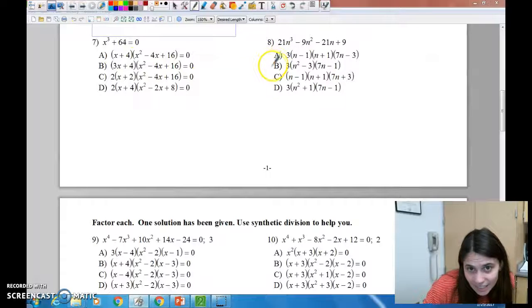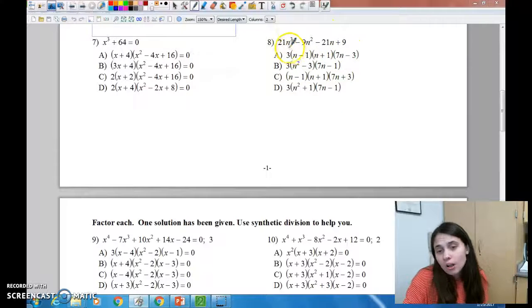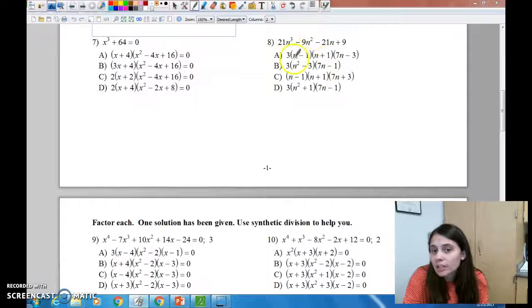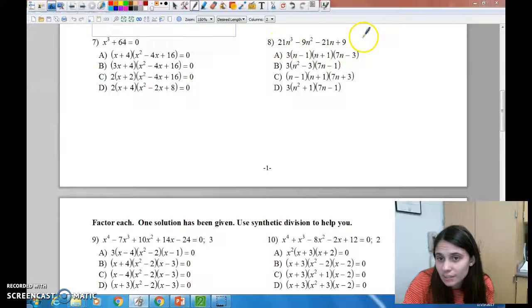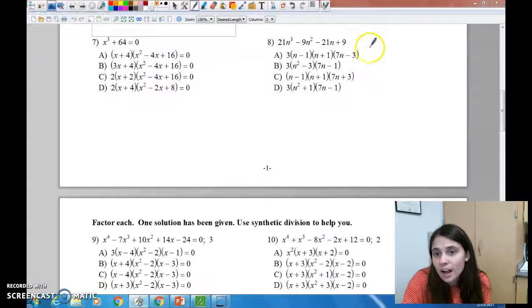Number 8. I, again, have 4 terms to start, so I'm probably going to factor by grouping. But I also notice that 21, 9, 21, and 9, they all have a greatest common factor. So while you could just group from the very beginning, it's probably easier to pull that greatest common factor out to start. So every time you should look and see, is there a greatest common factor I can pull out first? And in this case, it's a 3.